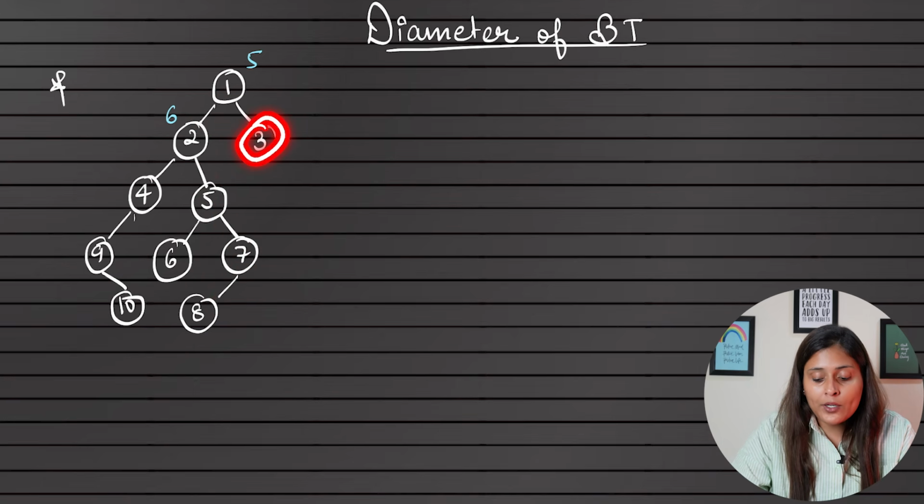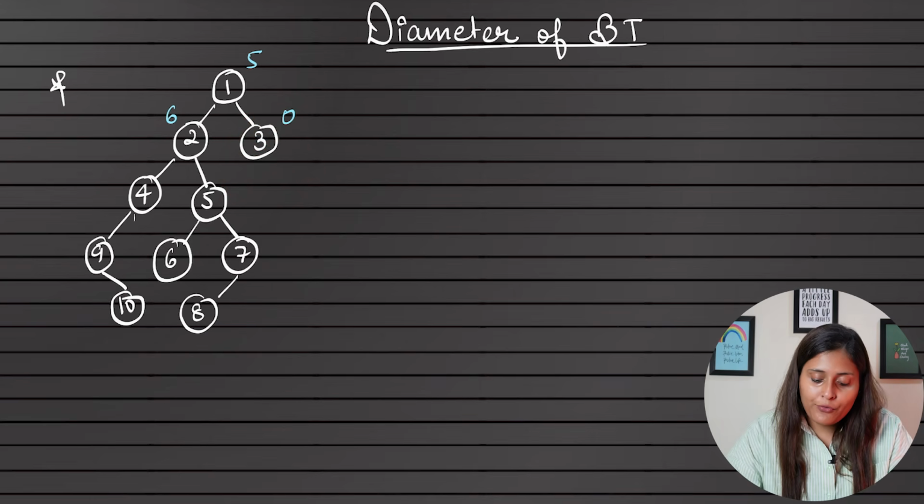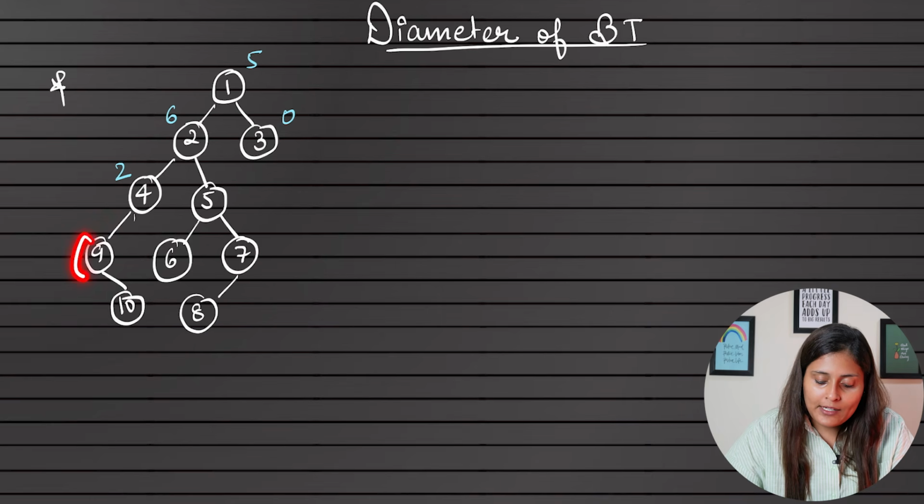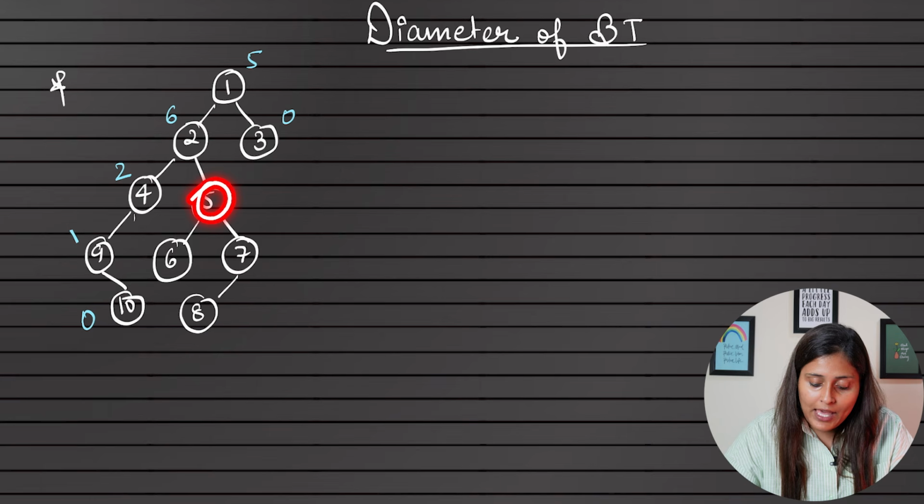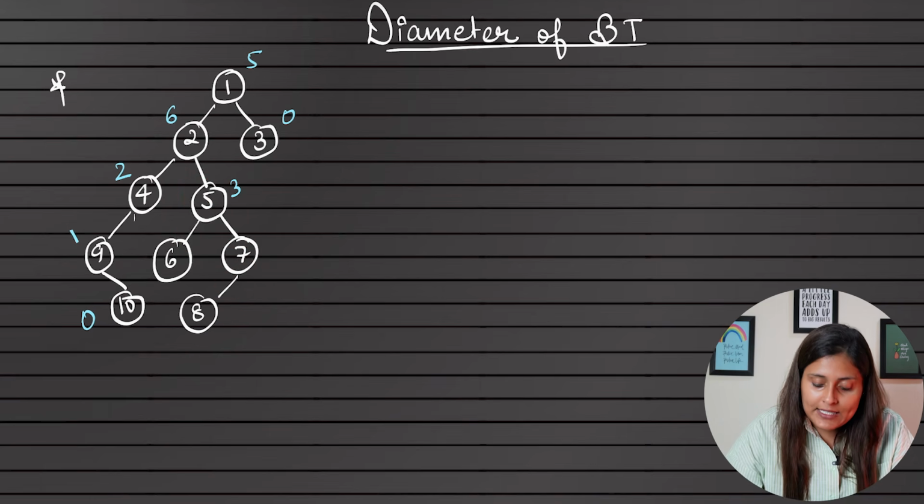Similarly for 3, how many paths are there for left? 0. For right? 0. So it has 0 paths. Similarly for 4, how many paths are there in left? 2 and in right? 0. So in total 2. Now for 9, 0 for left side and 1 from right side. So 1. Now for 10, it's 0, nothing in left and right. Similarly for 5, we have 1 from left side and 2 from right side. So can I say in total 3? For 6, it is 0. For 7, left side 1, right side 0. Now for 8, left side, right side 0.